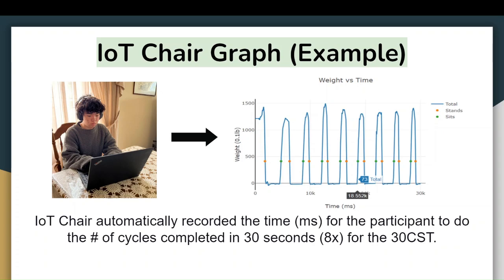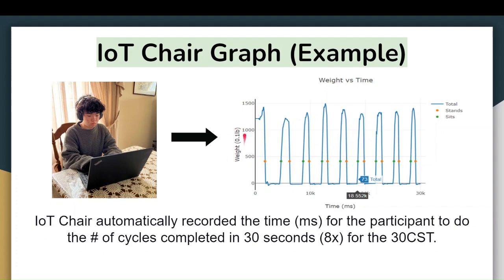And so you can see, a doctor would access the trial that was just performed using their computer, and this is what they would see on their computer on our website. The IoT chair will automatically record the time in milliseconds. This is the x-axis of the graph, the time it took for the patient to complete the cycles in a 30-second test. And you can see here each repetition.